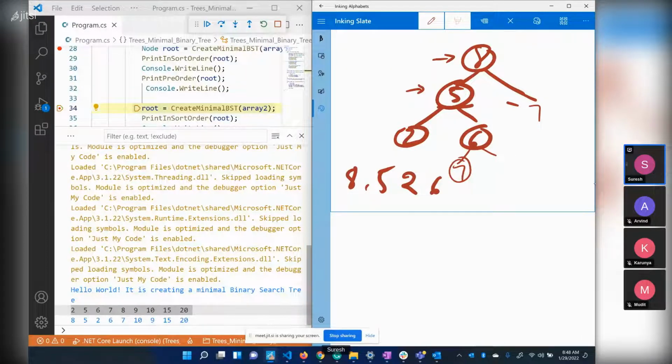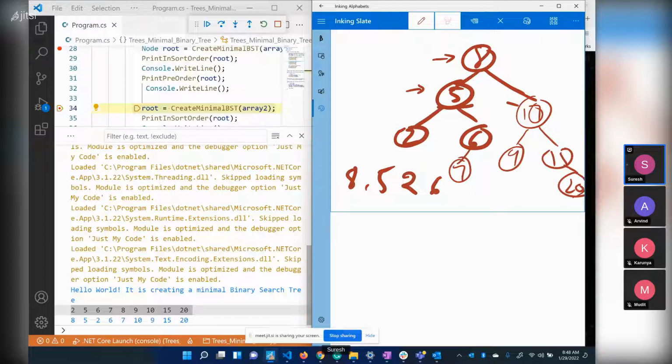And then after 8, 10 is created here. Yes, this is 10, and then 9 created here, and then 15, 20. This is how the tree was created. So if you look at the pre-order: 8, 5, 2, 6, 7, and then 10, 9, 15, 20. This is the pre-order for the tree. Are you guys following so far?